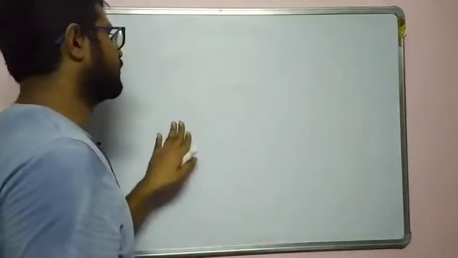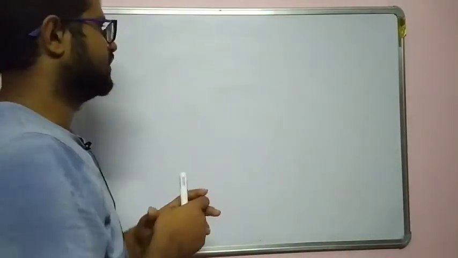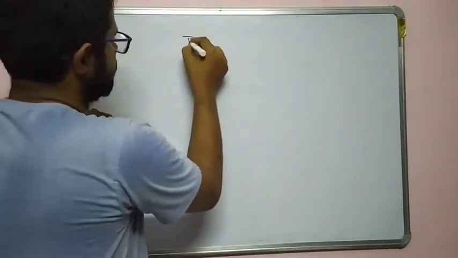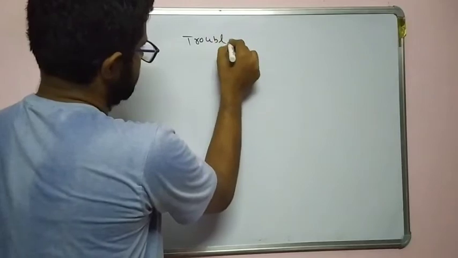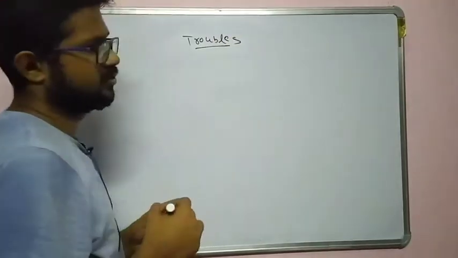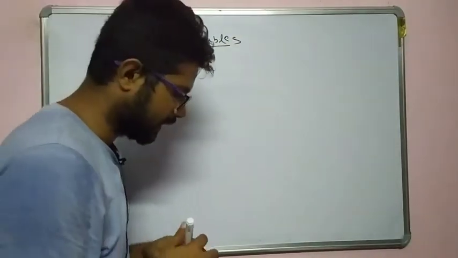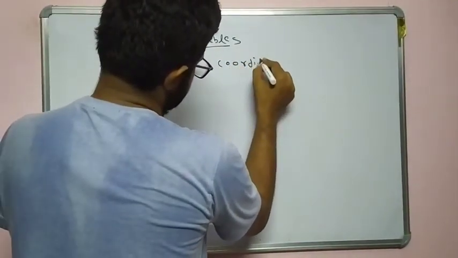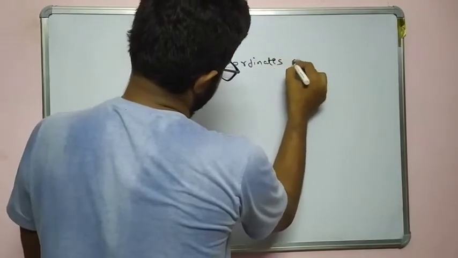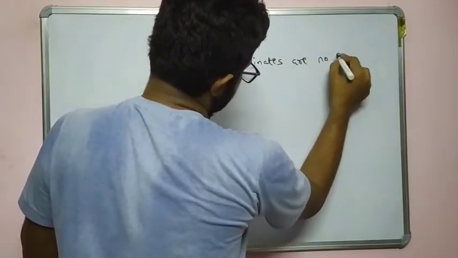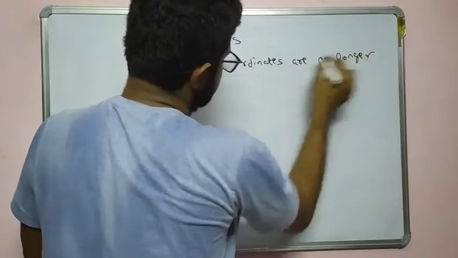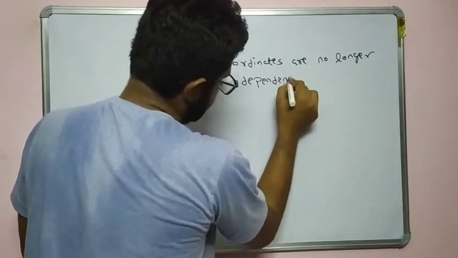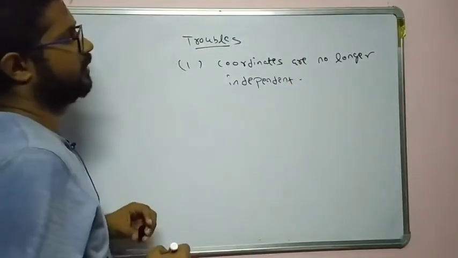Now what we are going to discuss is very important and conceptual: what are the troubles in constraints? Coordinates are no longer independent. What do you mean by it?